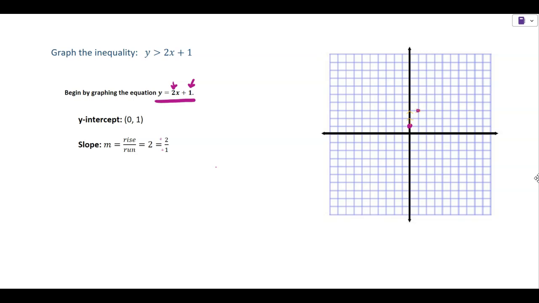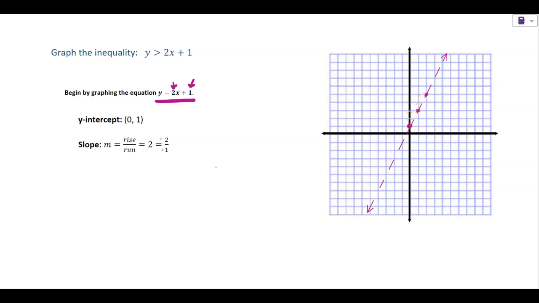And I can keep doing that. I'm going to rise 2, run 1, and that'll get me to another point. If you want to just get to 3 points, that's great. And we can go ahead from there. We can plot our line over it. And there you go, voila, I have a dotted line.